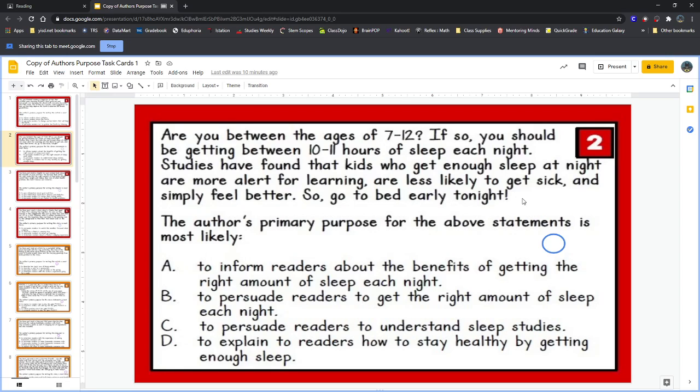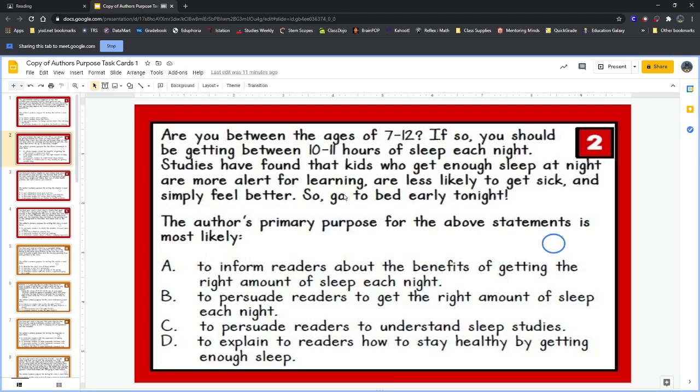Which one do you think the author is trying to persuade you to do? Is it to get the right amount of sleep at night? Or is it to understand sleep studies? What would you say, Kylie? B or C? B. Probably B.